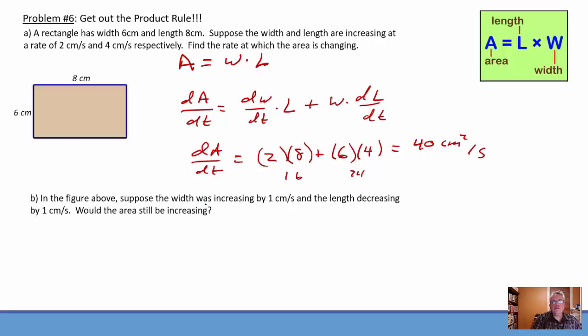All right, in the figure above, suppose the width were increasing by 1 centimeter per second and the length decreasing by 1 centimeter per second. Would the area still be increasing? Well, I don't know. So let's use the formula again.